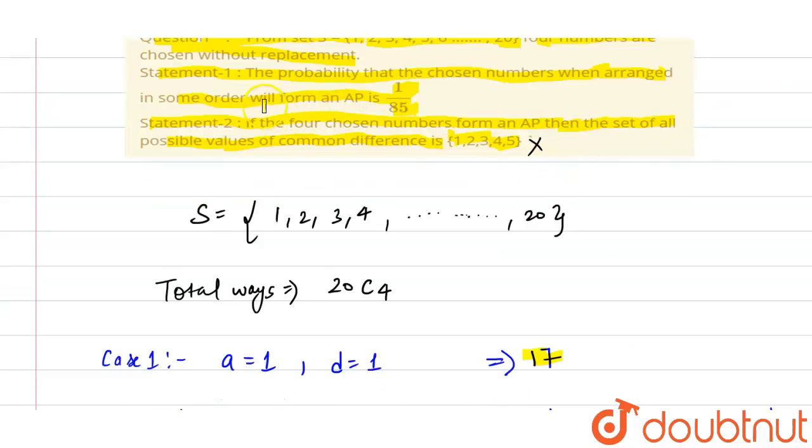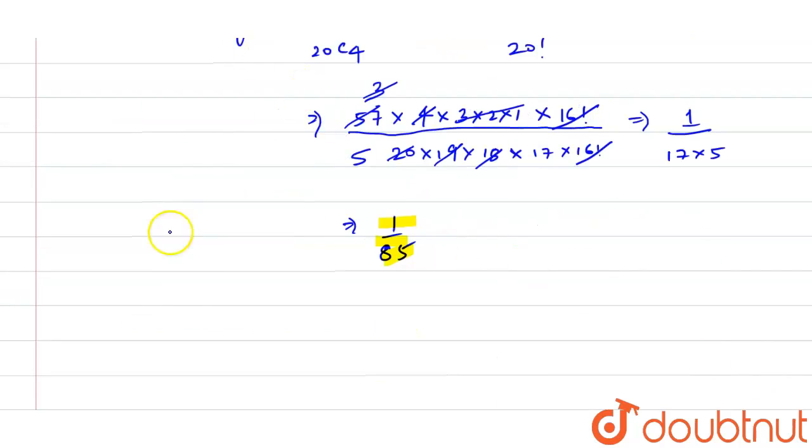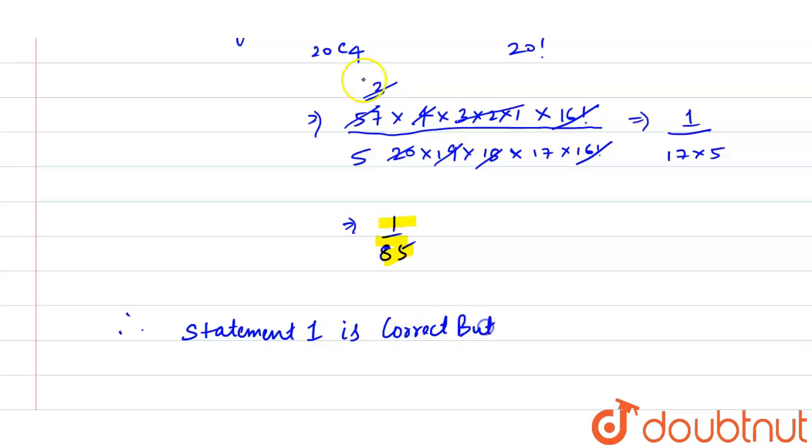And in statement 1 it was given that if they form an AP, this value is 1 by 85. So this means that our statement 1 is correct. So now we can say that the conclusion is that statement 1 is correct, but statement 2 is not correct. This is our final answer.